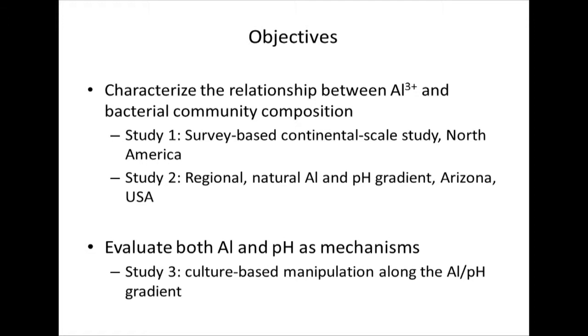One is a continental scale study based in North America, and the other is a smaller regional scale study that's developed along a natural aluminum and pH gradient in the southwestern United States. And then the third, rather than looking at mere correlations, is to look at aluminum and look at pH and try to discern if either one or both are mechanisms shaping communities.